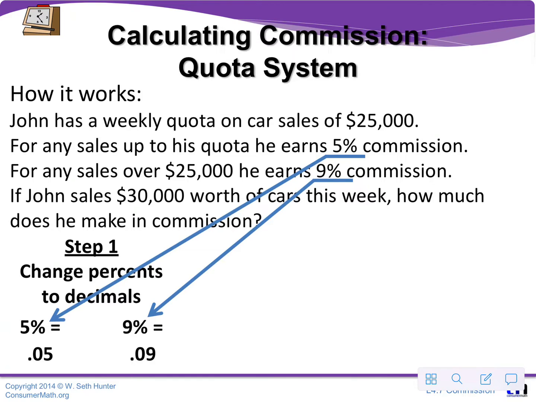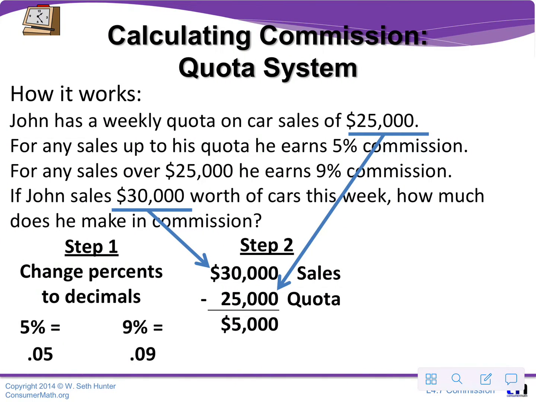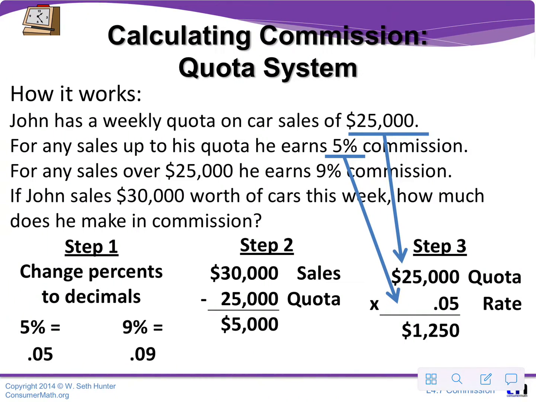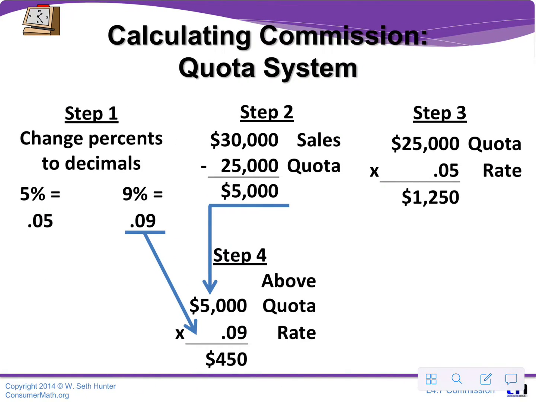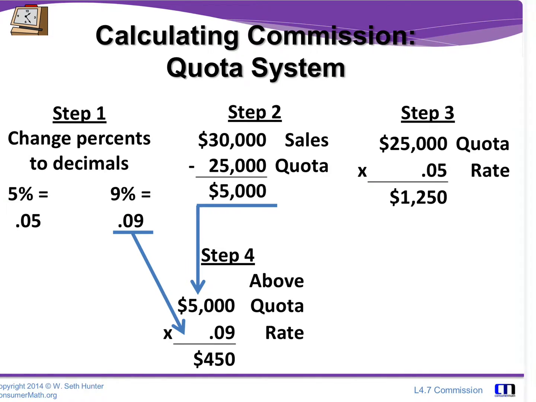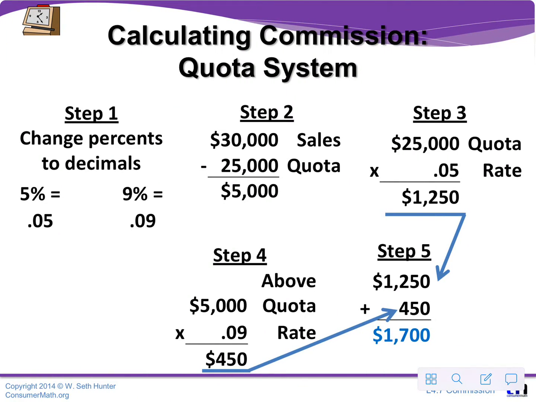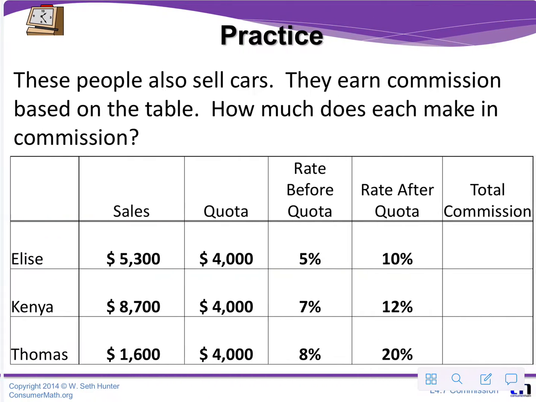So our first step is to go ahead and change both the percentages into a decimal. Then we're going to subtract $25,000 from that $30,000. So we know that on the price over $25,000, we're going to use $5,000 of it at that 9%. So then the $25,000, we're going to multiply it by 0.05 and get $1,250. And then that other $5,000, we're going to multiply by 0.09 to get $450. Then we're going to add those two amounts together to get $1,700.